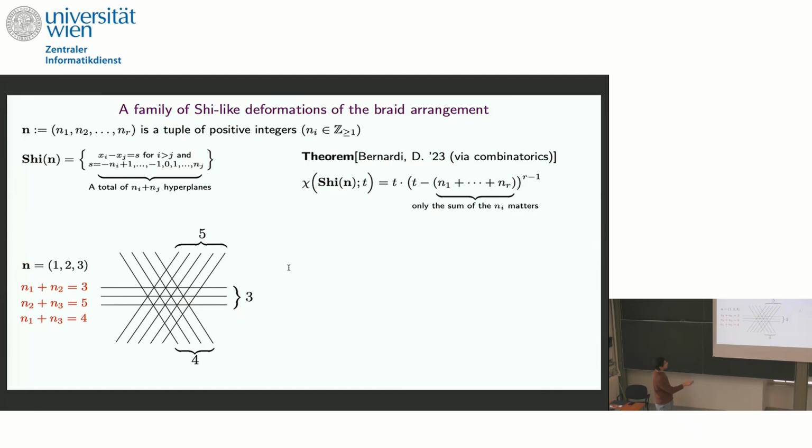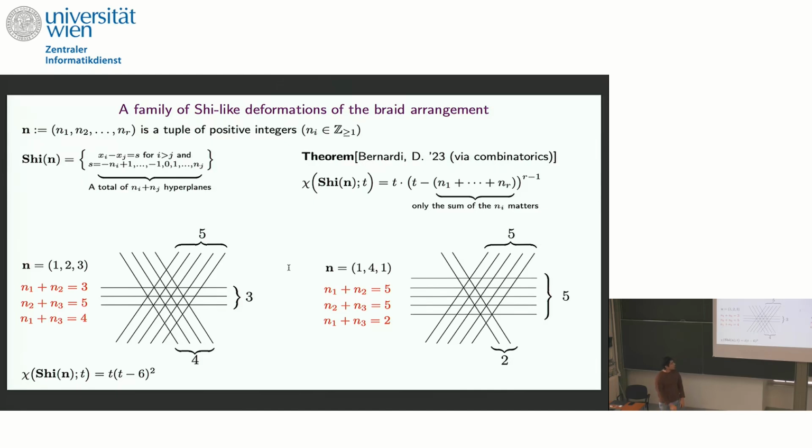And for the other one, I'm going to have a total of 4 copies. Right? They're placed in a way that is explicit, but not visible in the picture. So this one, our theorem says, has characteristic polynomial t times (t minus 6) squared. But then I can do the same thing, but with another vector of numbers, 1, 4, 1. And it's obviously a different hyperplane arrangement, but our theorem says that it has the same characteristic polynomial, right?